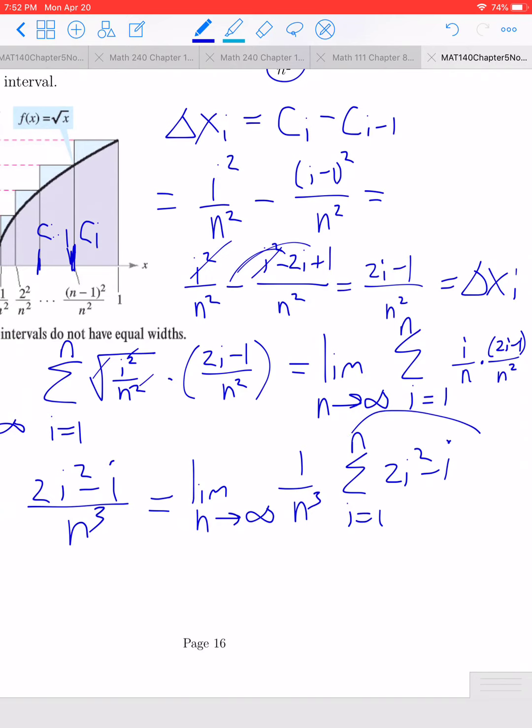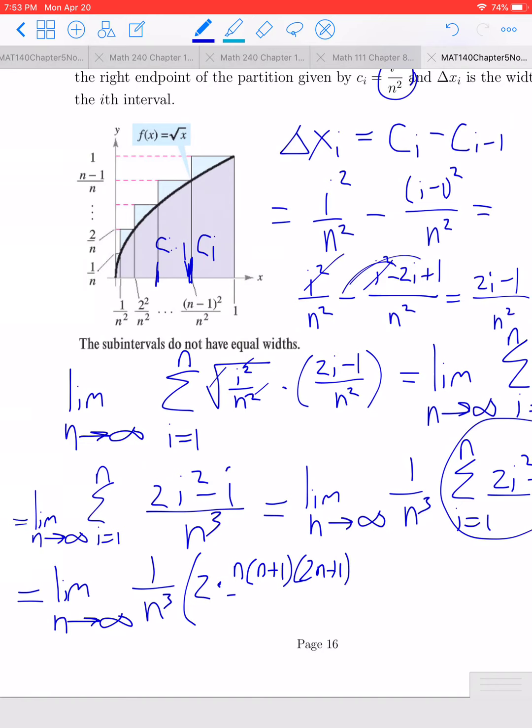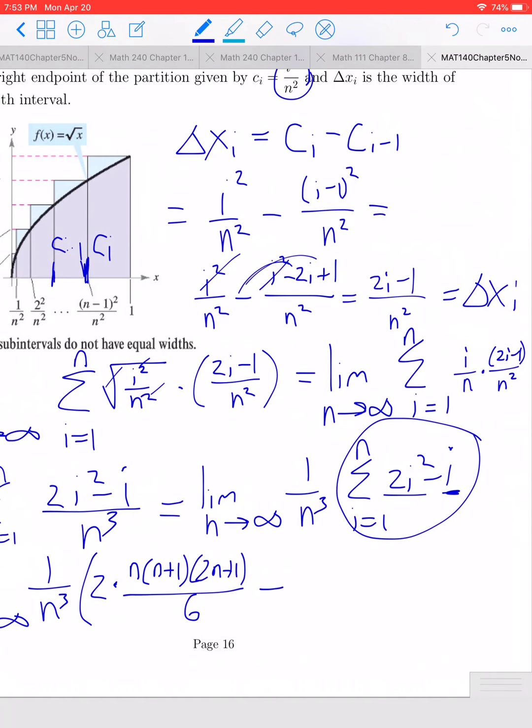Now we can use some of our summation formulas to find these pieces. This is going to be the limit as n approaches infinity, and we still have this multiplication factor of 1 over n cubed times 2 times the sum of i squared, so I'm going to keep the 2 here. If you go back in the notes to our formula for the sum of the first n squared terms, it's n times n plus 1 times 2n plus 1 all divided by 6, minus the sum of the first n numbers from i equals 1 to n, which is n times n plus 1 all divided by 2.